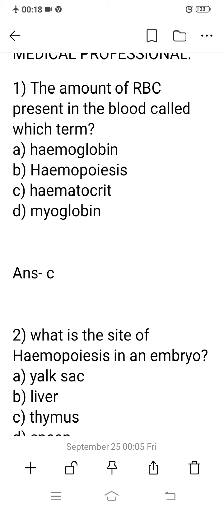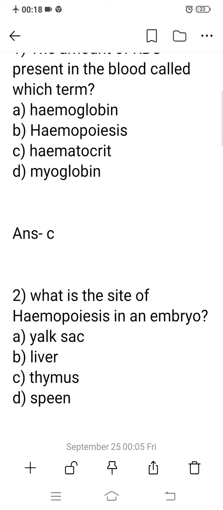Option number B, haemopoiesis. What do you mean by haemopoiesis? Haemopoiesis means the procedure of the formation of blood cells in our body. Actually, the precursor cells are converted to mature blood cells in our body, that is called haemopoiesis. So option number B is not the right answer.